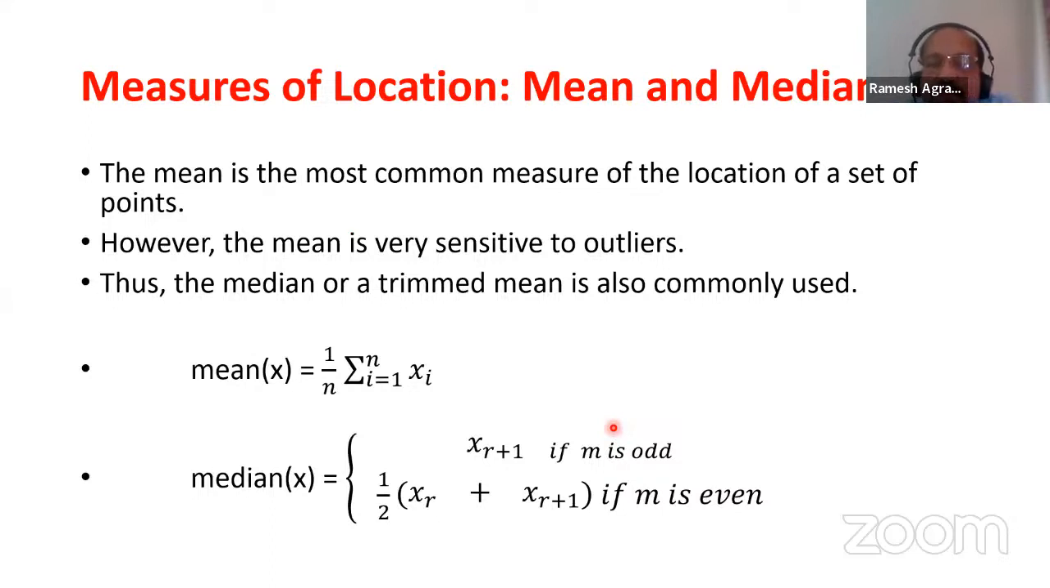But if the number of samples in the data is even, then what do you do? Let's say you have 10 samples. Then you compute the mean of x5 and x6. That is going to be the median of the data.